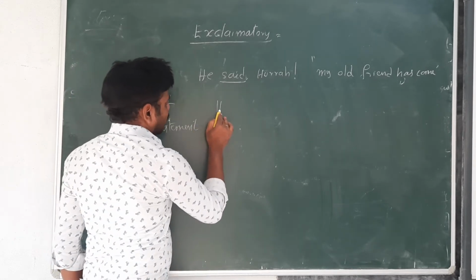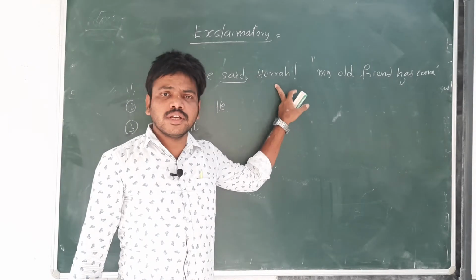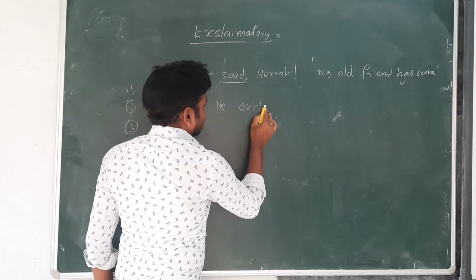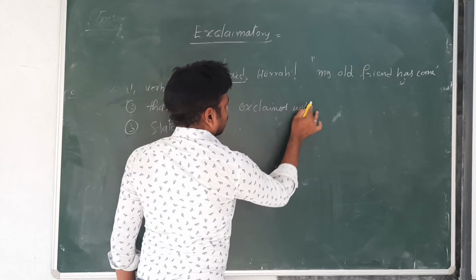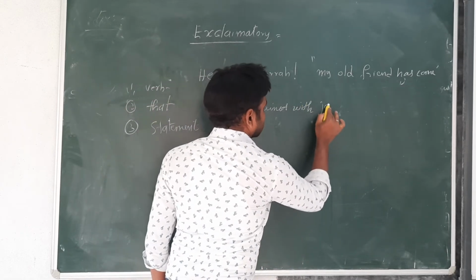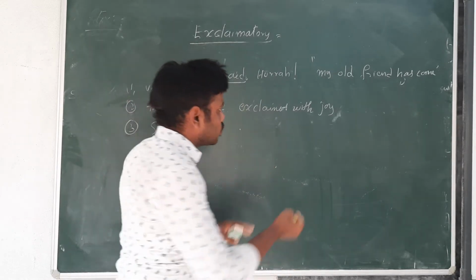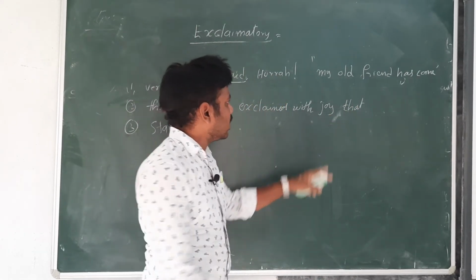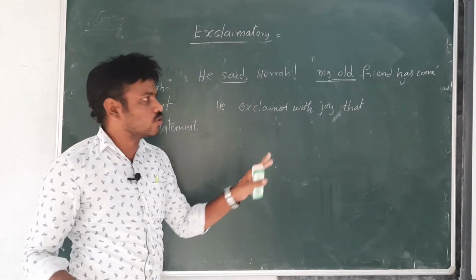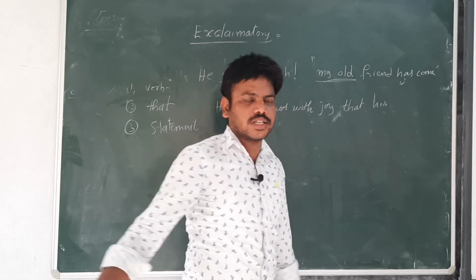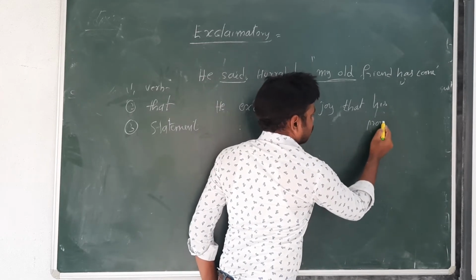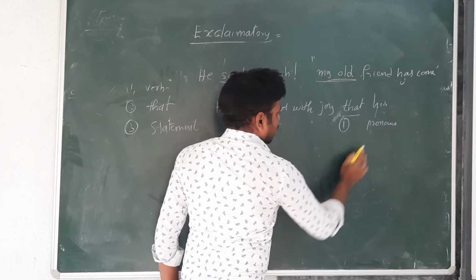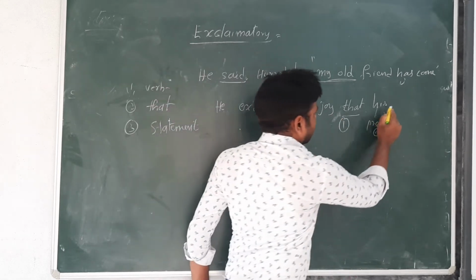Now let us see. Hooray means happiness. My old friend has come. Now here you should write he exclaimed with joy, because he is very happy. After writing that, you should write the conjunction that. Very important. He exclaimed with joy that his old friend. Here we should change the pronoun.